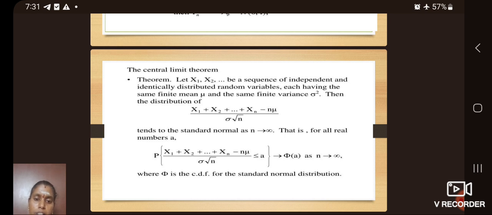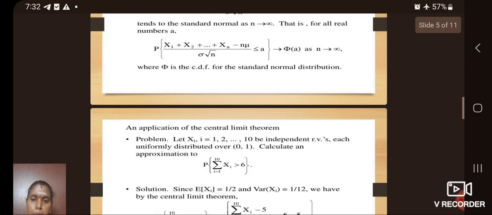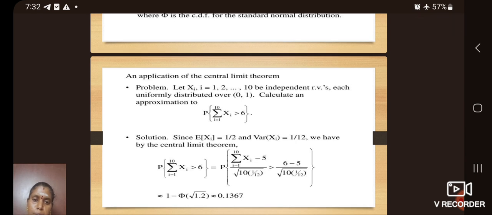Next we see the central limit theorem. Let X1, X2, etc., Xn be a sequence of independent and identically distributed random variables, each having the same finite mean mu and the same finite variance sigma square. Then the distribution of (X1 plus X2 plus etc. Xn minus n mu) by (sigma into root n) tends to the standard normal as n tends to infinity. That is, for all real numbers a, probability of (X1 plus X2 plus etc. Xn minus n mu) by (sigma into root n) less than or equal to a tends to phi of a as n tends to infinity, where phi is the cumulative distribution function for the standard normal distribution.